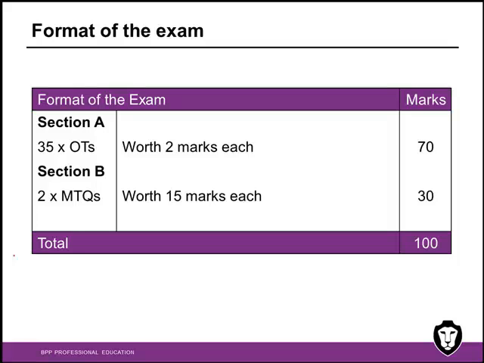The second part of the exam, Section B, is made up of 2 multitask questions, or MTQs, which are worth 15 marks each. These multitask questions are slightly larger questions testing the application and essentially the preparation of financial statements. The exam itself lasts 2 hours, whether you are sitting the computer-based or the paper-based exam. And in order to pass, you need to score at least 50%.